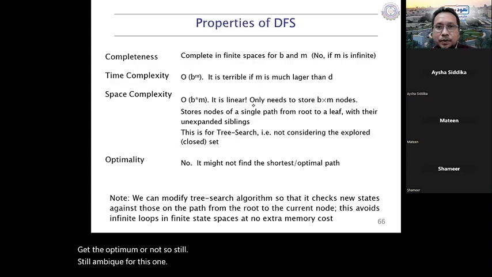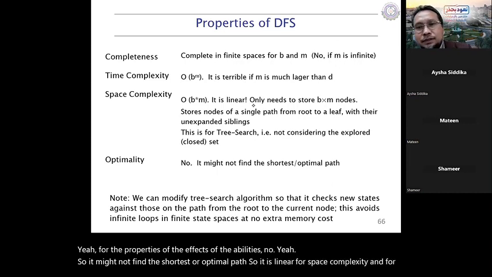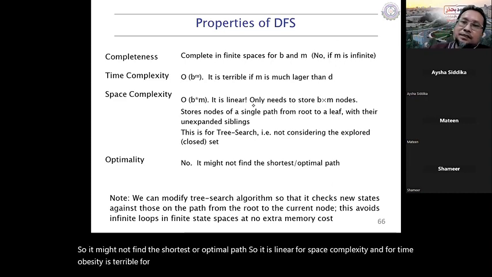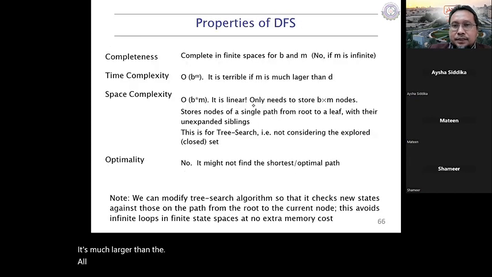For the properties of DFS, optimality is no, so it might not find the shortest or optimal path. It is linear for space complexity, and the time complexity is terrible for DFS, much larger than d. All right, so we see the weakness of BFS and DFS here.